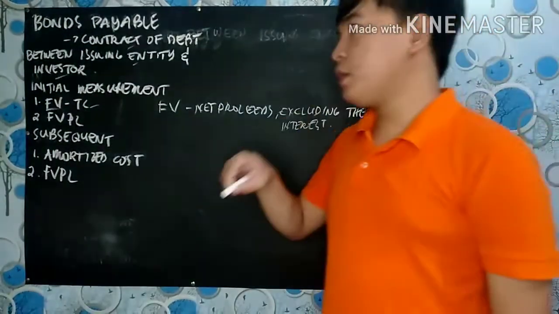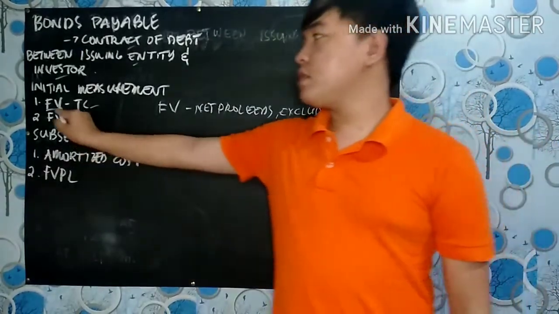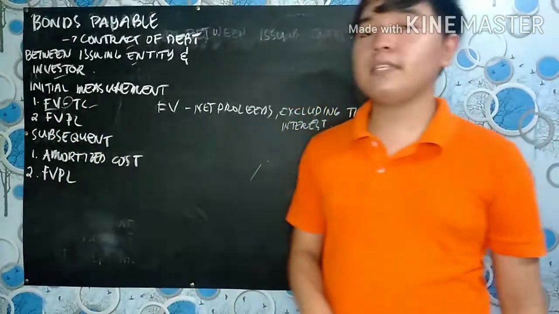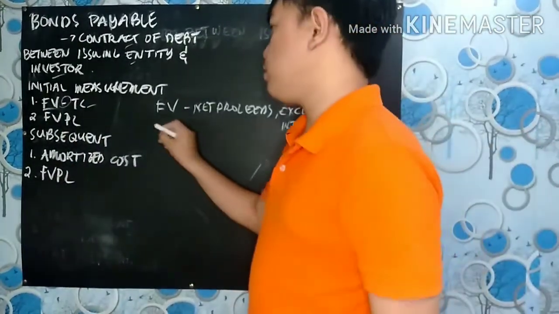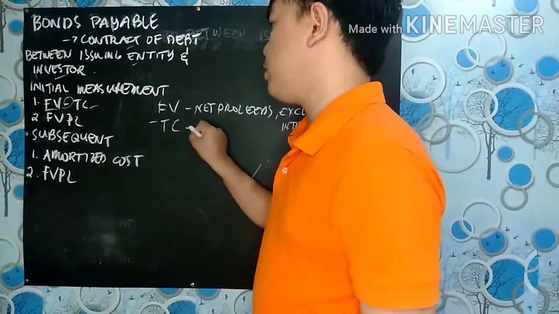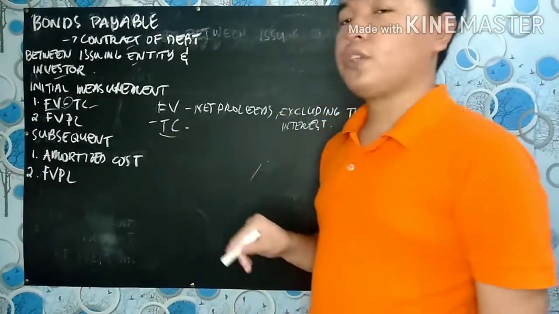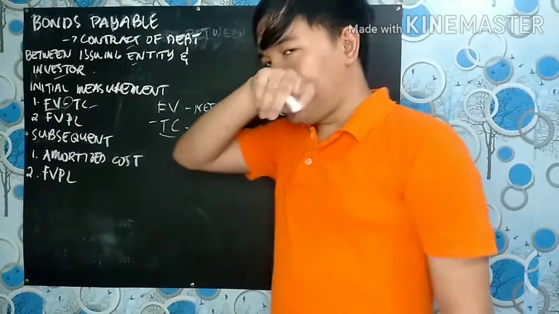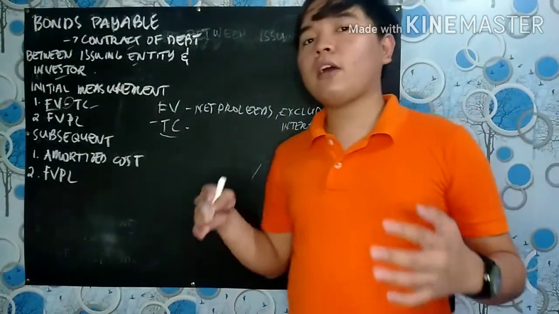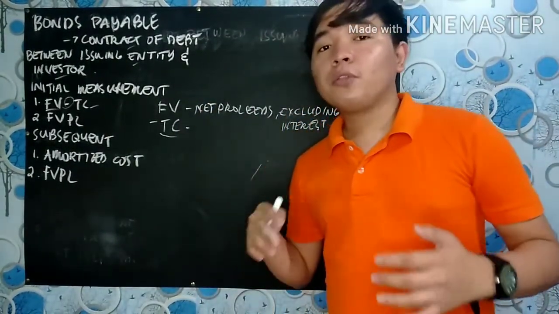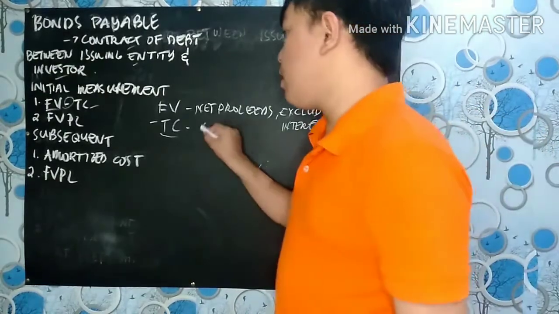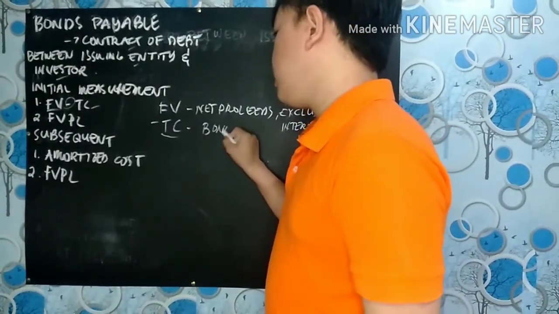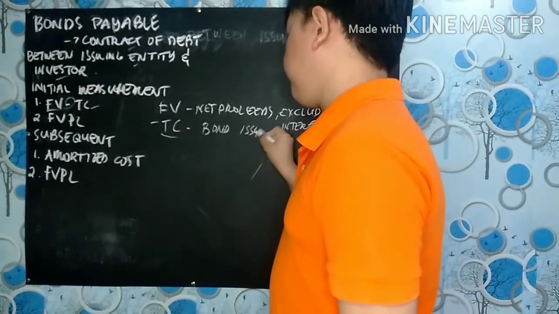Okay po? So, minus, always remember this, minus transaction cost. Ano yung transaction cost? Yung transaction cost po, these are the expenses that are directly attributable to the issuing of the bonds. So, these are bond issue costs. Okay?